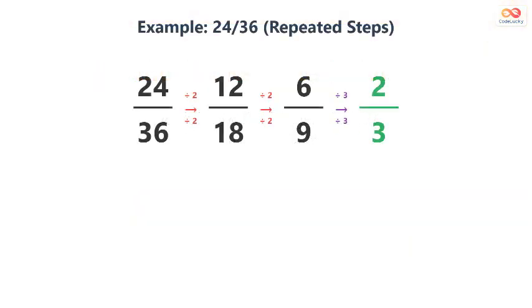Let's look at 24 over 36. Both are even, so let's divide them by 2. That gives us 12 over 18. They are still even, so divide by 2 again. Now we have 6 over 9. Finally, we can divide both by 3 to get 2/3.